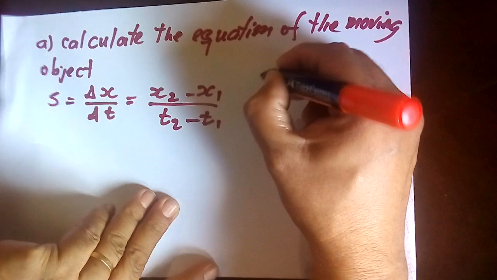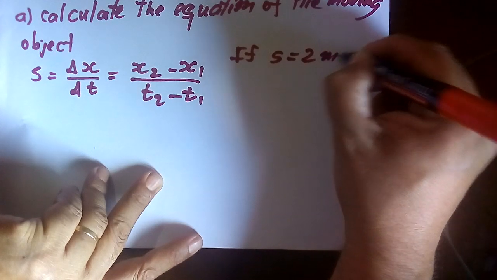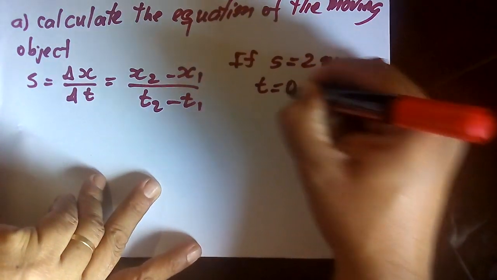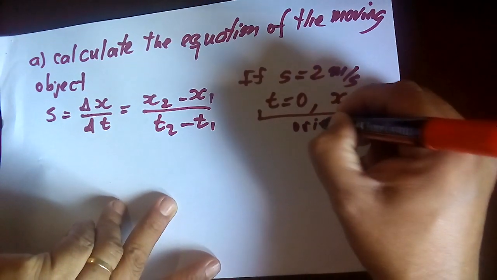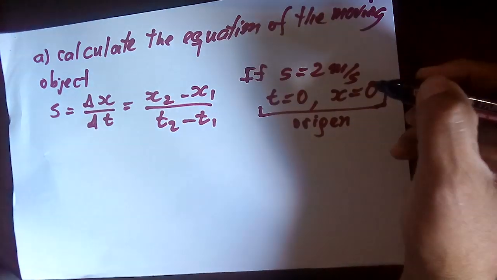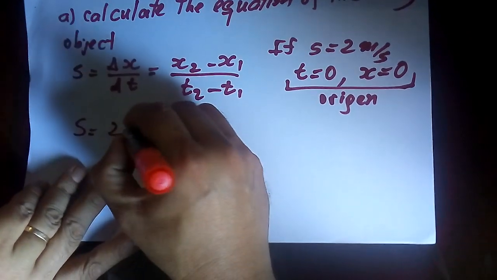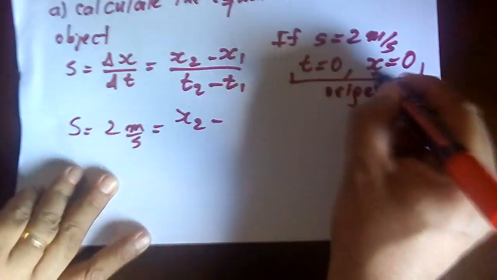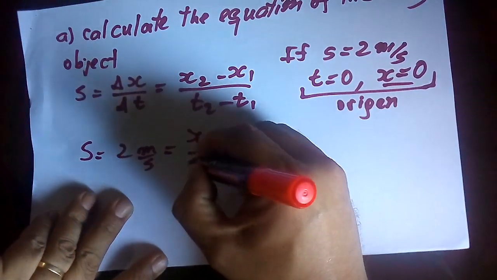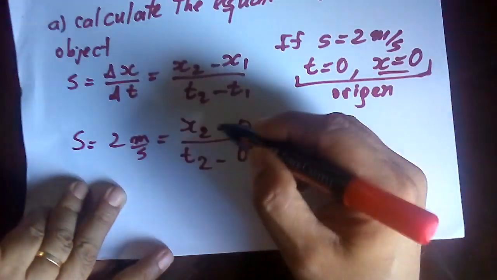We're told that the speed is 2 meters per second. When time is 0, x is 0. We said it was at the origin, moving from the origin. So this is where we get the information. Using this information, we put them into the formula and we get that the speed, which is 2 meters per second, will be x2 minus x1, which is my 0, over t2 minus my 0. This will let me calculate other t's.